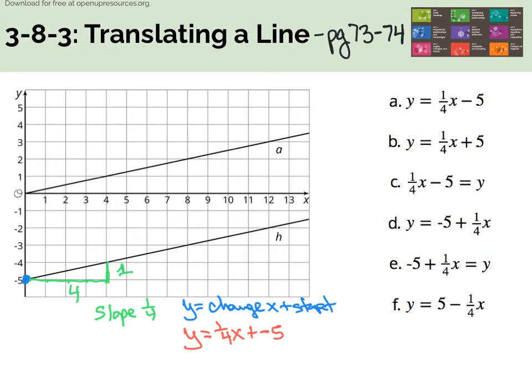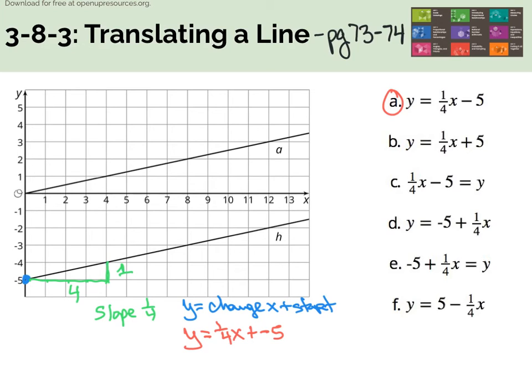So is A the same? Y equals 1 over 4x minus 5. Is plus a negative 5 the same as minus 5? Yes, it is. So yes, A is an answer. Let's look at B. Y equals 1 over 4x plus 5. Is a positive 5 the same as a negative 5? No, it is not. So B is not an answer.